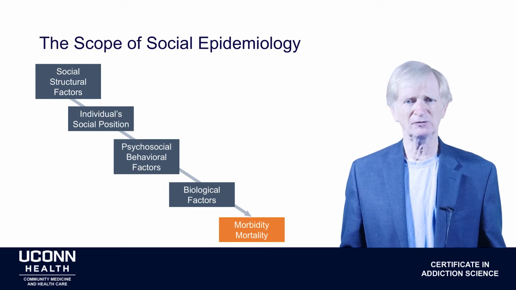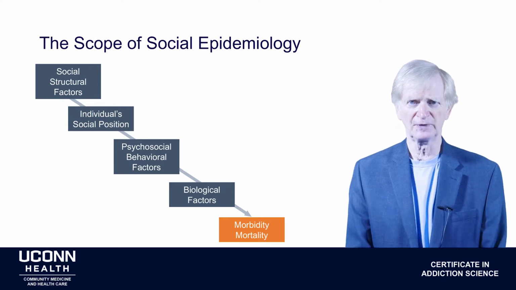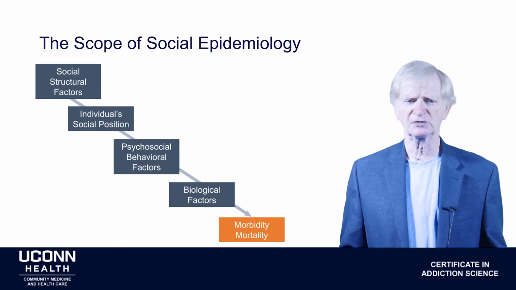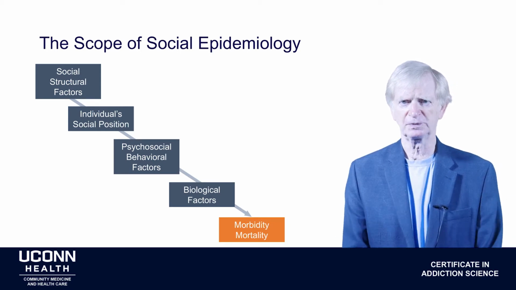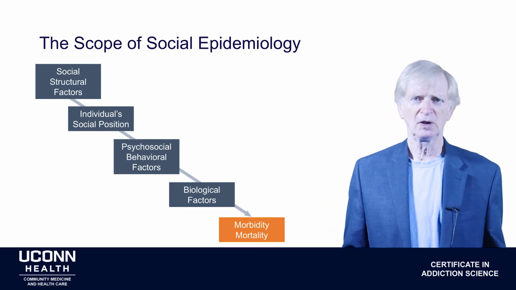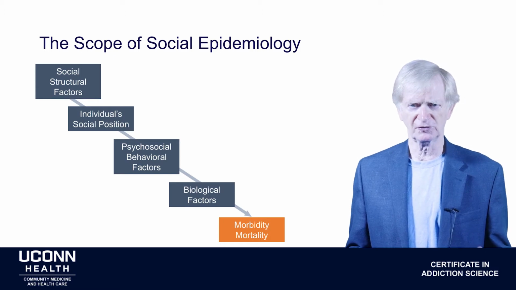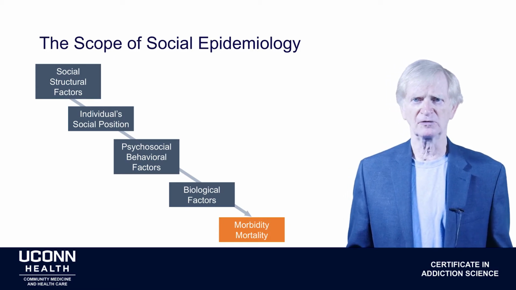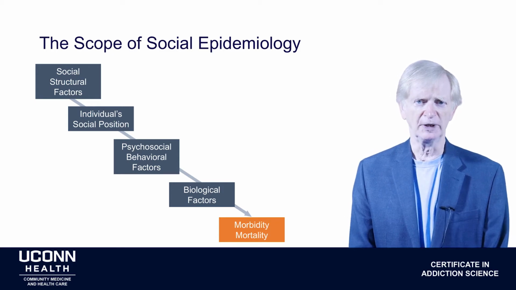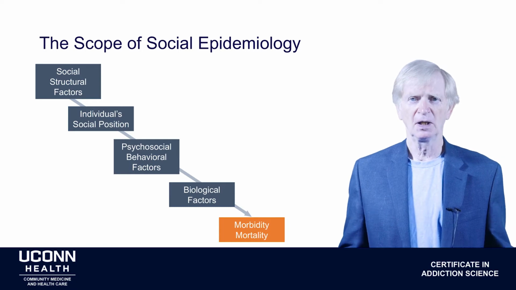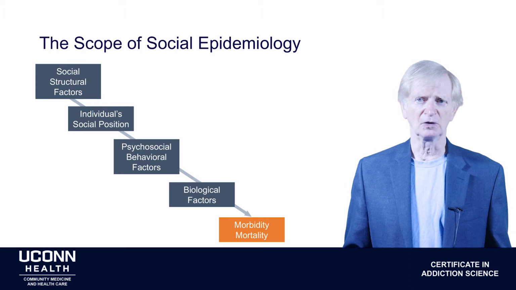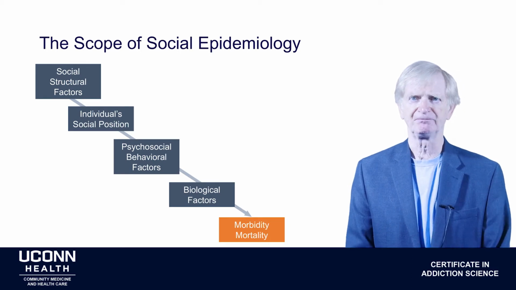And then we get down to the individual level, where other social factors come into play that we'll talk about in a minute. But in particular, family and peers play an important role. And we also need to take into account how social structure, the individual's social position, and their psychosocial behavioral risk factors interact with their biological makeup. But social epidemiology helps us to understand what goes beyond biological factors.